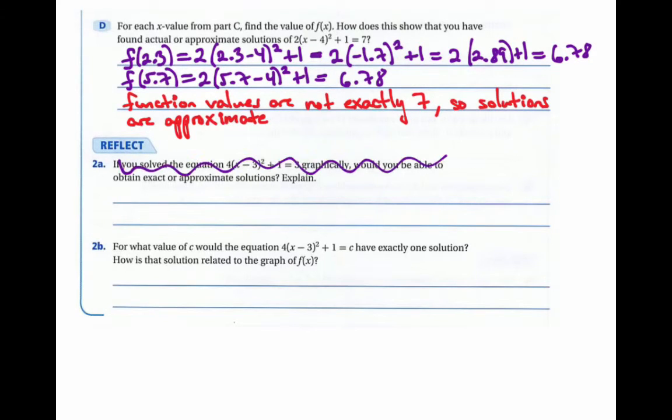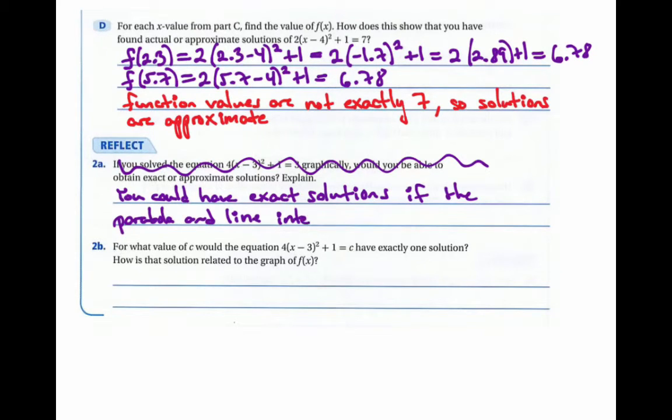I don't like the next question. Cross that off. But instead what I want to ask you is this. Could we ever, by solving by graphing, get exact solutions? And how would we know that they were exact solutions? We could have exact solutions if the parabola and the line intersect at lattice points, at points where the lines of the graph intersect.